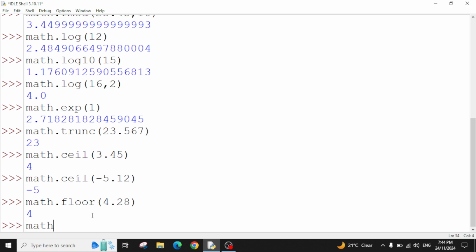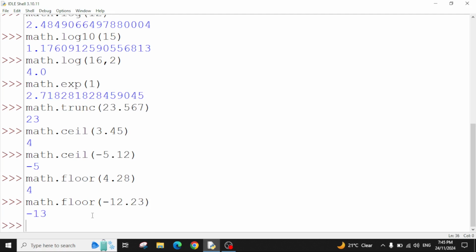Let us take the negative value also. So math.floor minus 12.23. Obviously the result is minus 13 because minus 13 is lesser than minus 12.23. So that is all about the ceil and floor value.